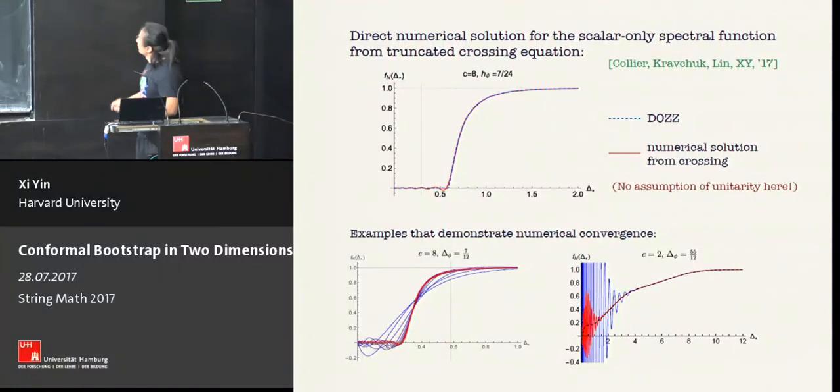Just to demonstrate, the numerical convergence is actually pretty non-trivial. Sometimes, depending on the value of the parameters, you start with some solution that is wildly oscillating, but they eventually settle down as you improve the numerics by including more basis functions. Okay.